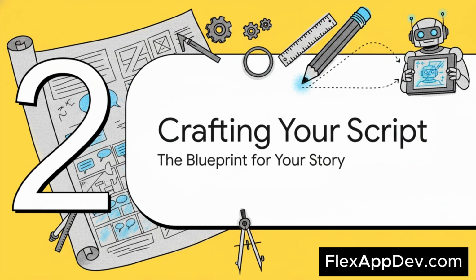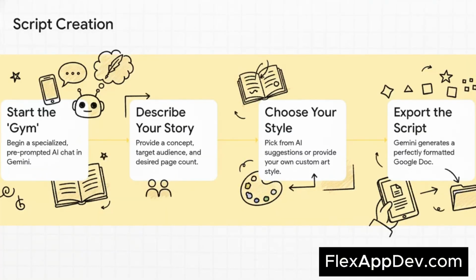All right, let's move on to Section 2, crafting your script. Now, this part is absolutely foundational. Your script is the blueprint. A good, detailed blueprint is what the AI illustrator is going to follow to build your entire graphic novel. And you'll be surprised at how straightforward this is.